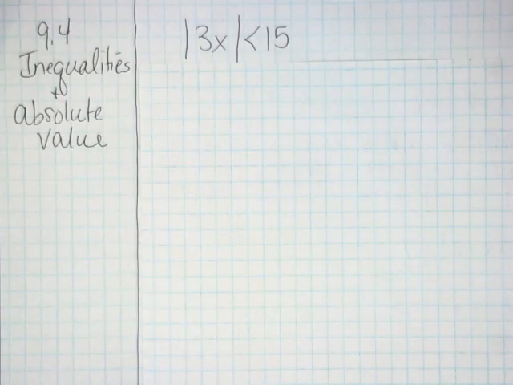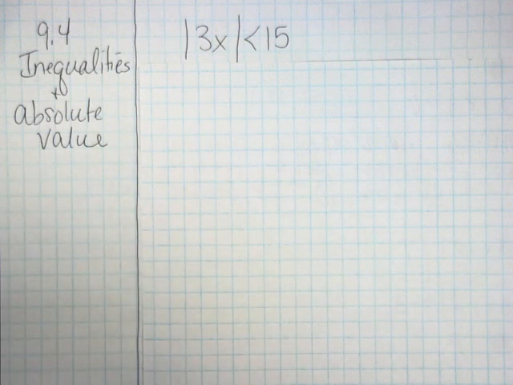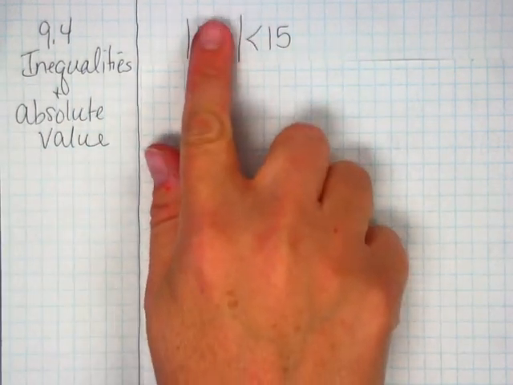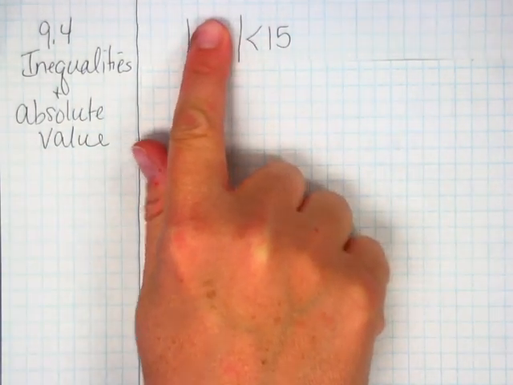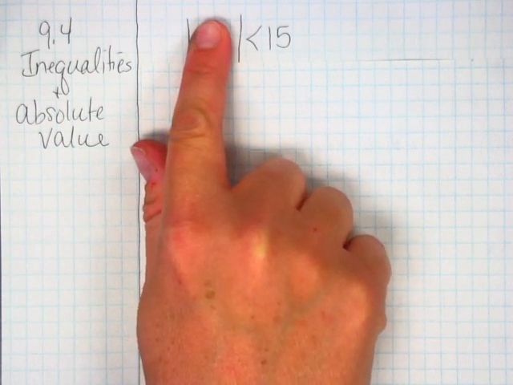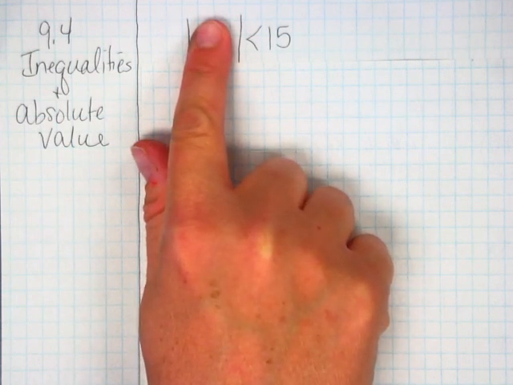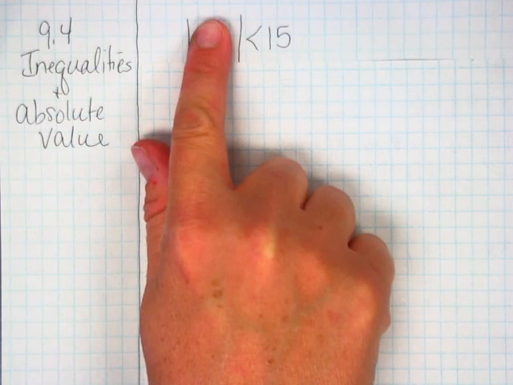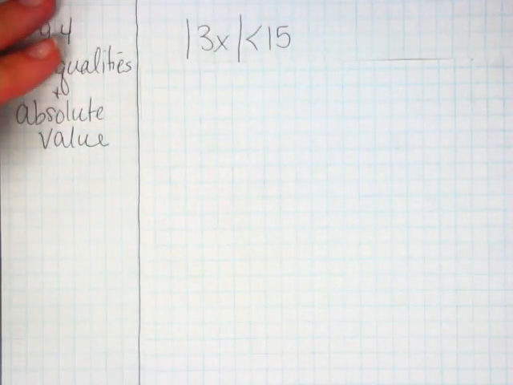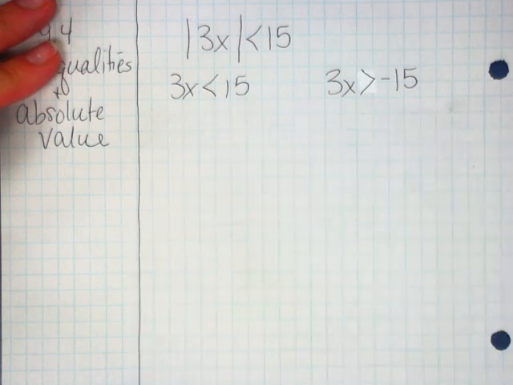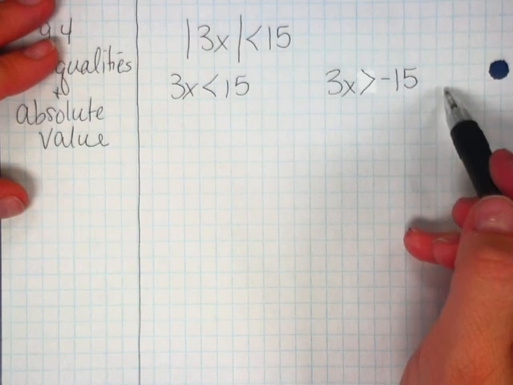Okay, so now we're looking at 9.4, inequalities and absolute value. So we're looking at the absolute value of 3x is less than 15. When we're solving these problems, we're going to rewrite it. And again, we're looking at, okay, what would be inside here? What's inside here that's going to make it be less than 15 is going to be something less than 15. So we're looking at what happens when 3x is less than 15, and then the other one we're going to write is 3x is greater than negative 15.